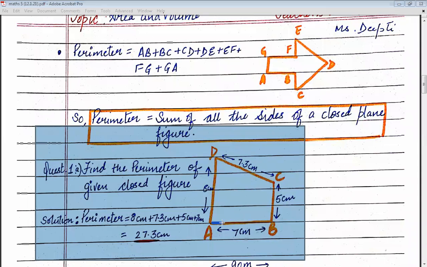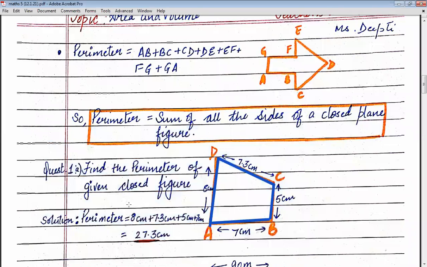If you want to find the perimeter, you just have to add 7, 5, 7.3 and 8. If you add all the four sides, then you will get your perimeter. Now children, add them quickly. Please match your answer with my answer. I guess after adding, you will get 27.3 centimeter.